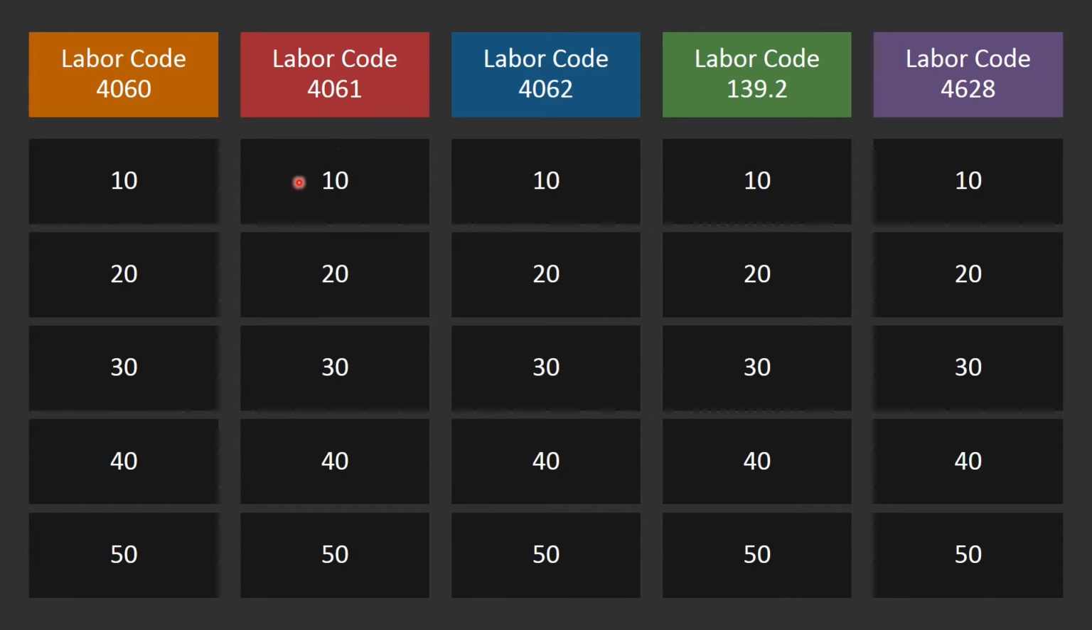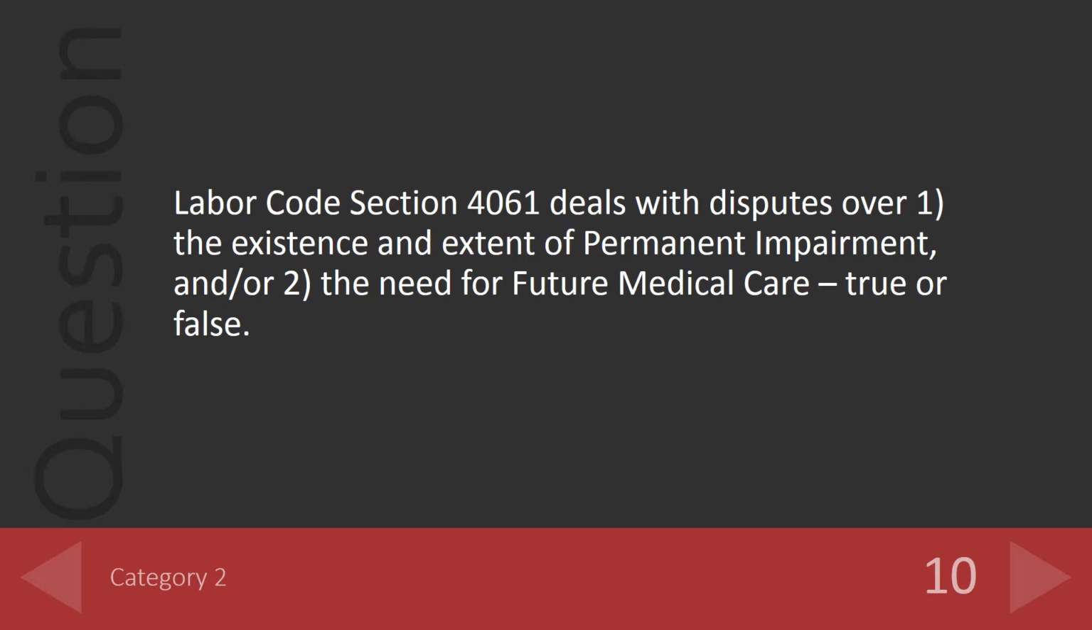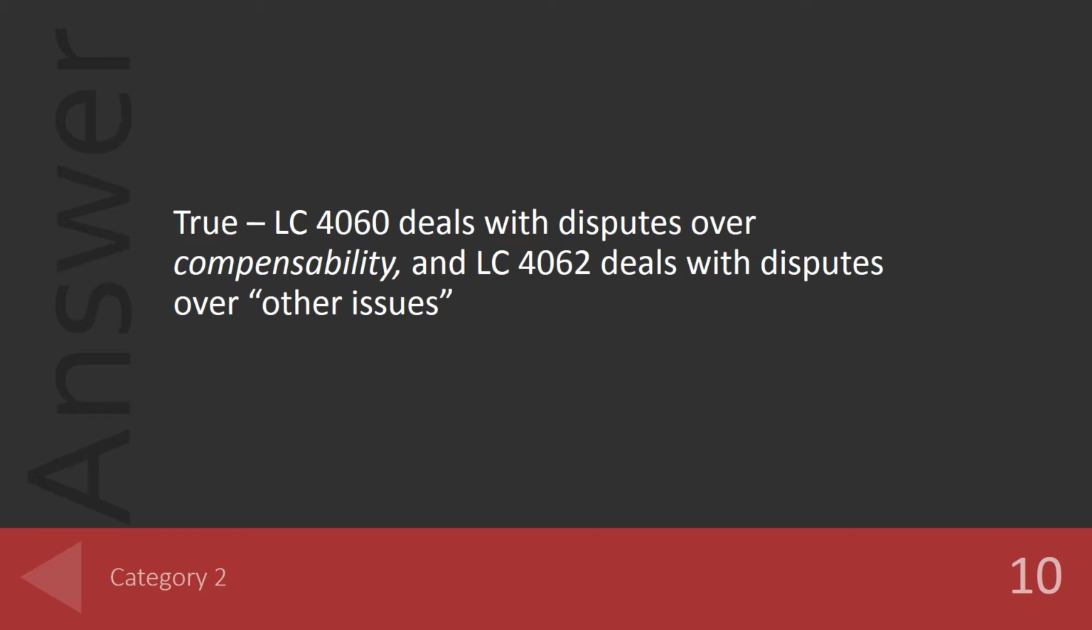Okay, so for 10 points, true or false? Labor Code 4061 deals with disputes over the existence and extent of permanent impairment and/or the need for future medical care. Is that true or is that false? Is 4061 involved with permanent impairment and future medical care? True or false? Well, that's true.